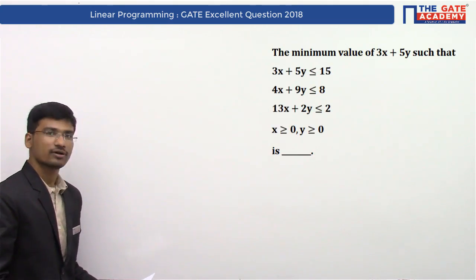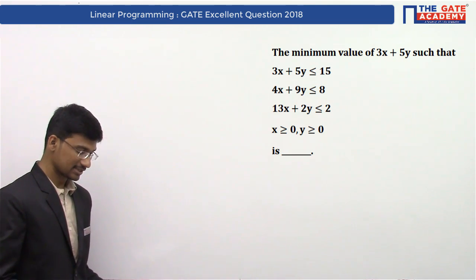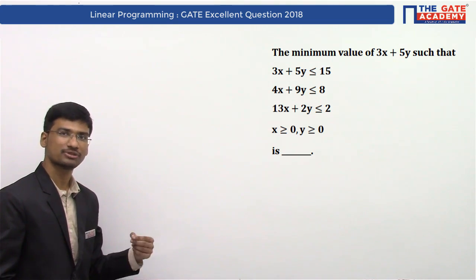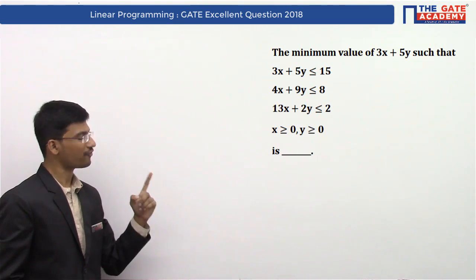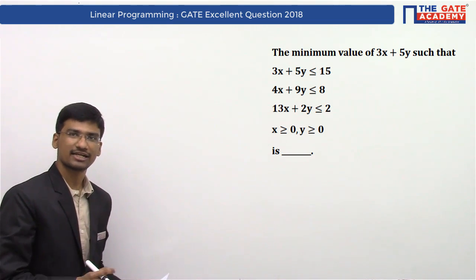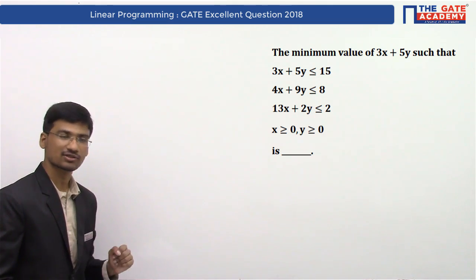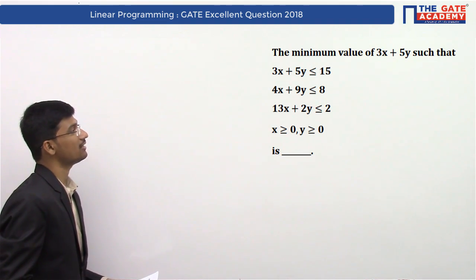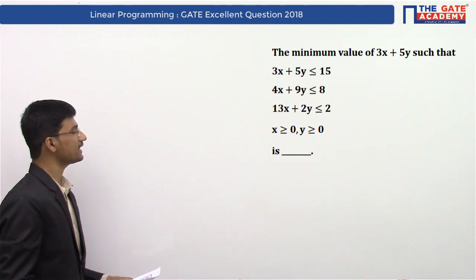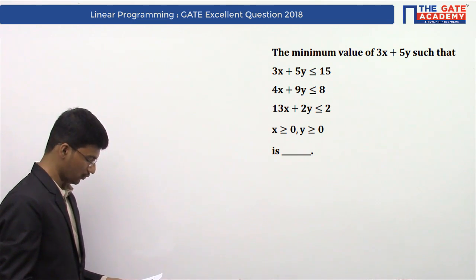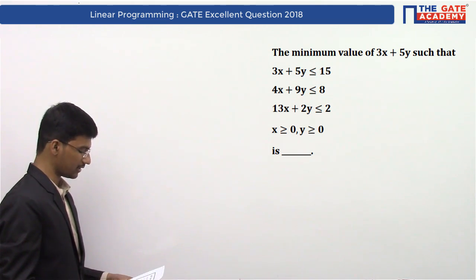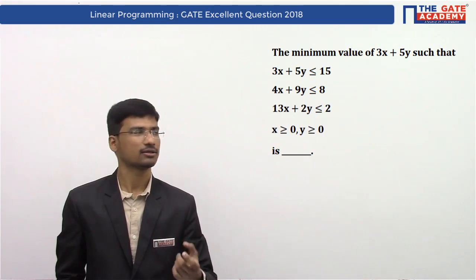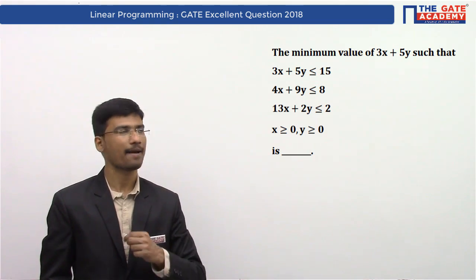So the minimum value of 3x plus 5y such that, so they have given the objective function. So they are asking us to minimize that objective function which is 3x plus 5y. Now they have given the constraints for this objective function. So the constraints are 3x plus 5y less than or equal to 15, 4x plus 9y less than or equal to 8, 13x plus 2y less than or equal to 2, x greater than or equal to 0, y greater than or equal to 0. Now for this particular objective function subjected to the constraints, we have to find the minimum value.